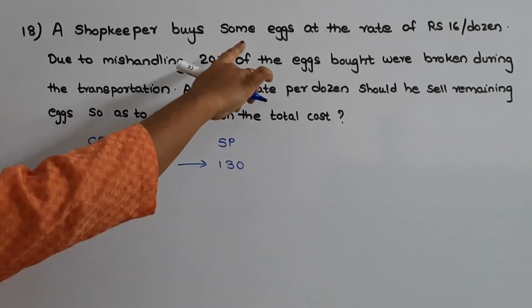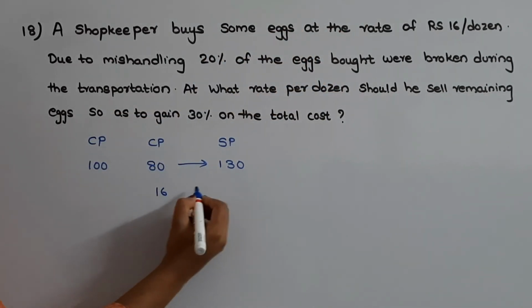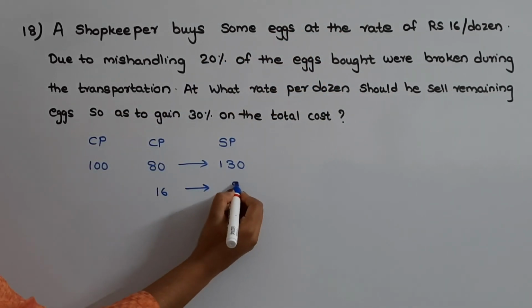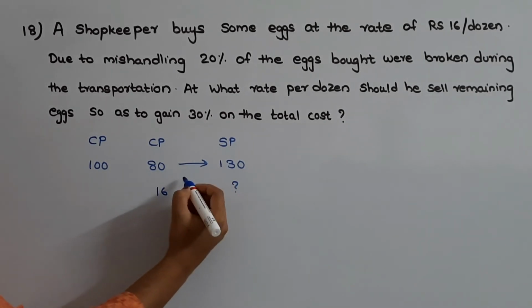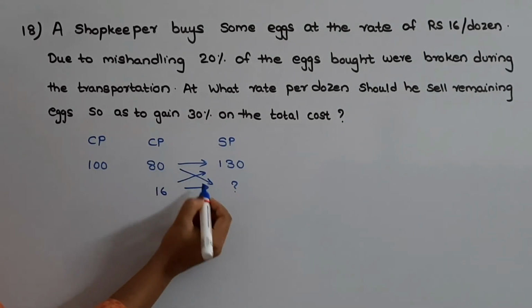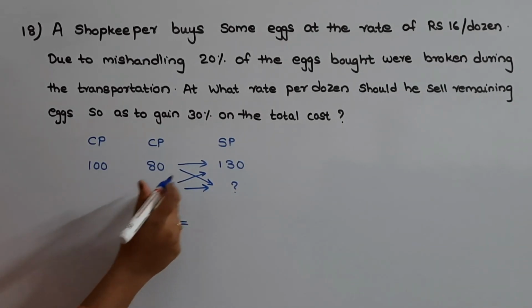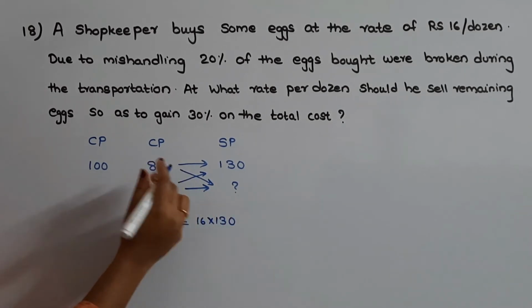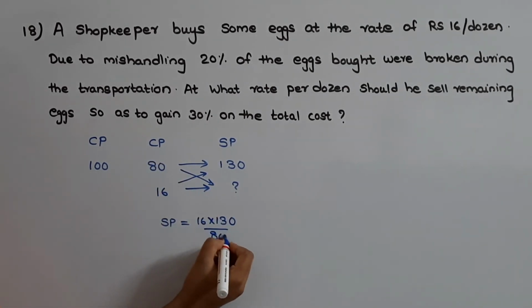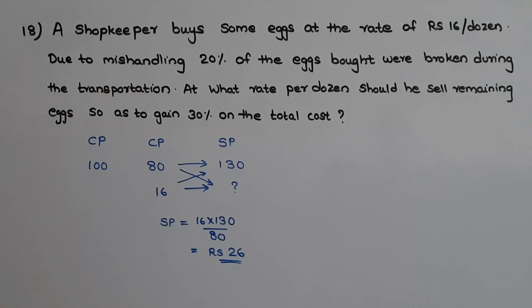But in the question the cost price per dozen is given as 16. We need to find out the selling price per dozen. This we can find out by cross multiplying. So the selling price per dozen will be equal to 16 into 130 divided by 80. On solving this you will get rupees 26. So this is the answer.